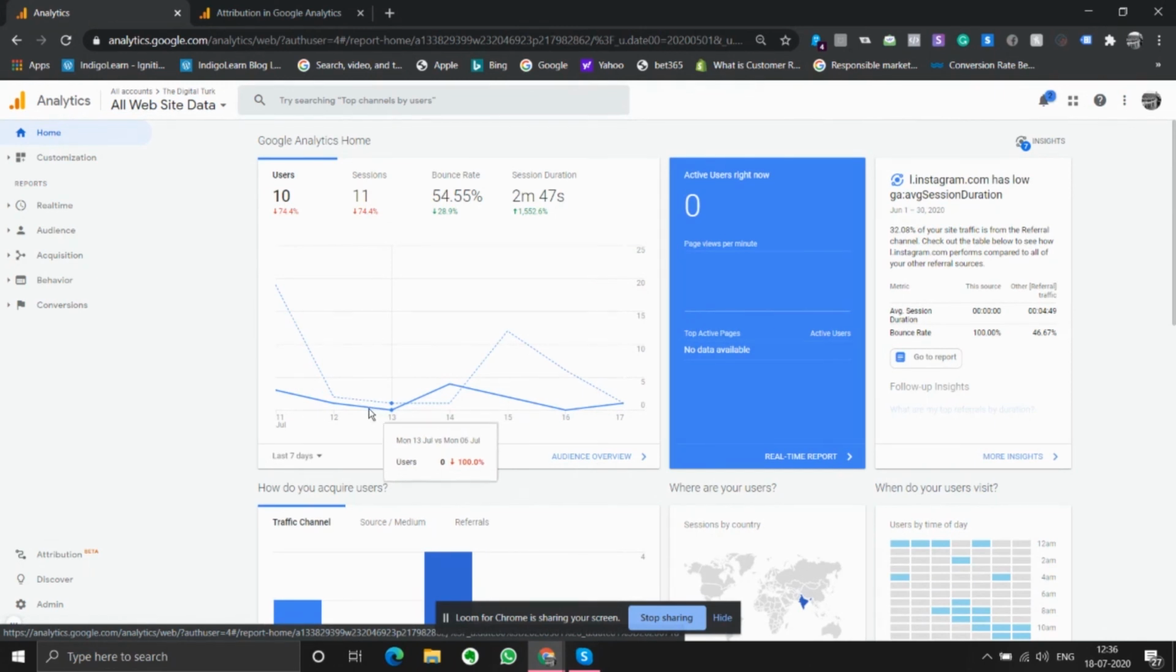In the next session, I think we'll be talking a little bit more about advanced analytics on GA as well as goal conversions, goal tracking, and attributions.